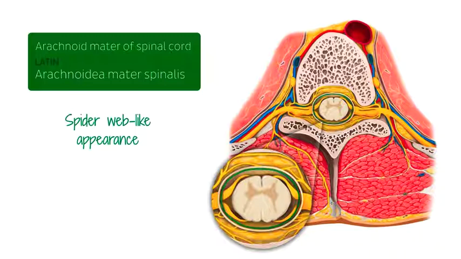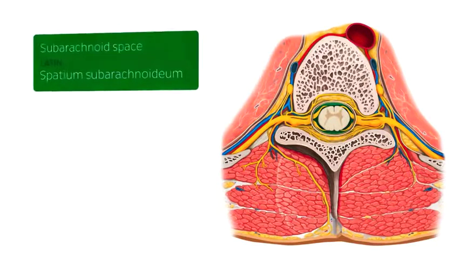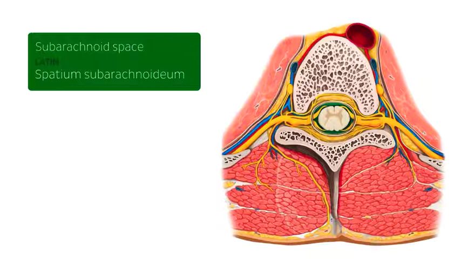It lies in direct contact with the inner aspect of the dura mater, with just a thin layer of lymph separating the two layers. The next structure that we're going to be highlighting now on the screen is known as the subarachnoid cavity or subarachnoid space, which is an anatomical space between the arachnoid membrane and the pia mater.